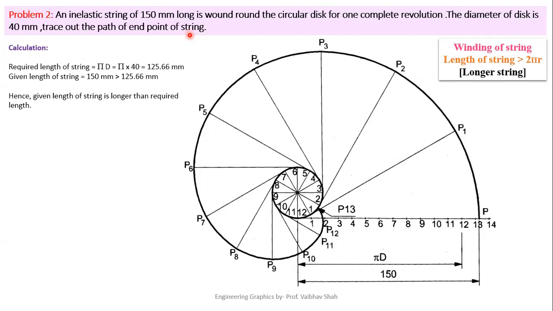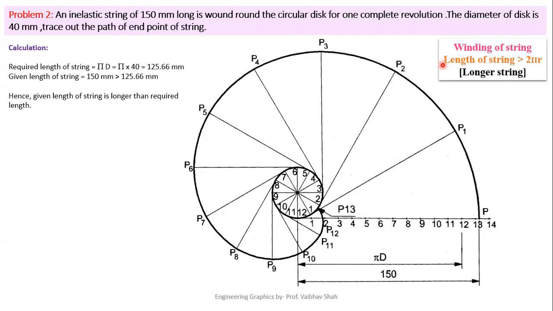So simple, when it is said that you have to trace out the path of the end point of a string, it is nothing but the involute of a circle, or involute in short, because the definition of involute says that we are tracing out the path of the end point of a string. For that, you have to refer to my very first lecture, Introduction to Engineering Curves, where you will get to know the definitions of various curves and the application and basic geometrical constructions. So now let us begin with this example. Once again we are assuming the data, winding of the string.